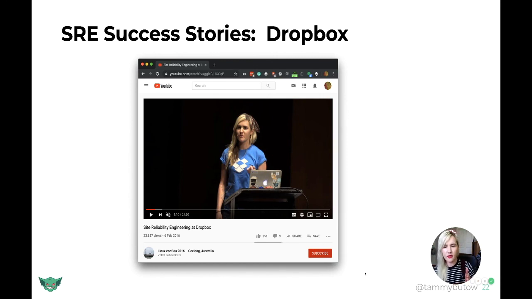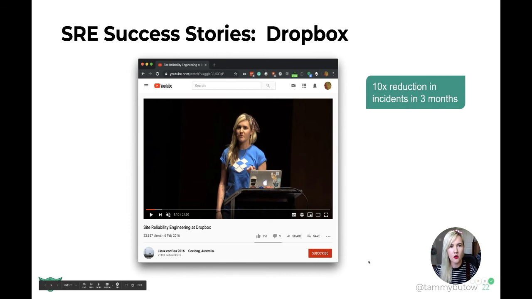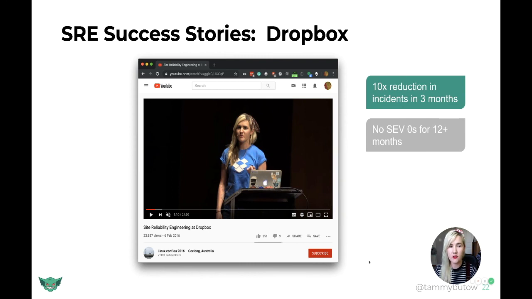Following those 3 months, I actually had a reduction in high severity incidents. So we had no more SEV zeros, which we used to have pretty frequently. We had no more for 12 months following that. And then I went and did some other things. So we had a 10x reduction in incidents in 3 months, no SEV zeros for 12 plus months following that.